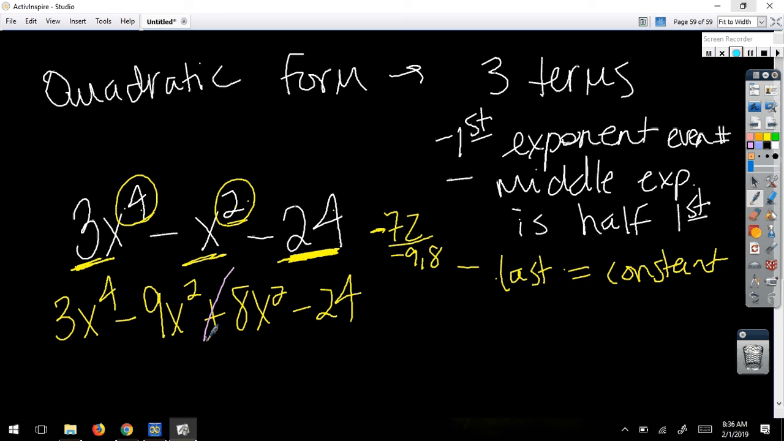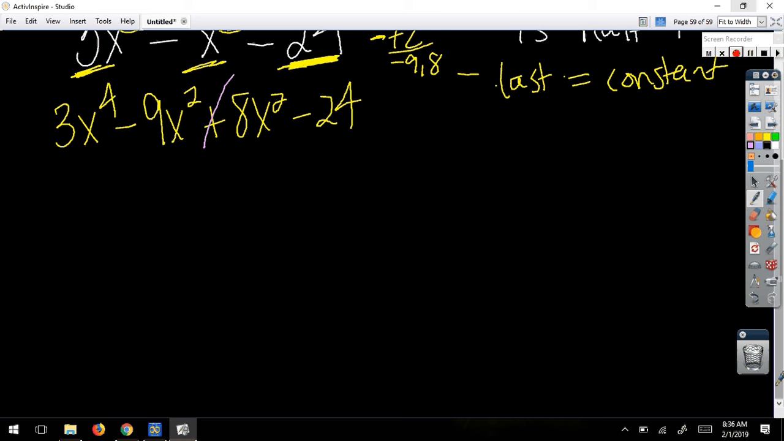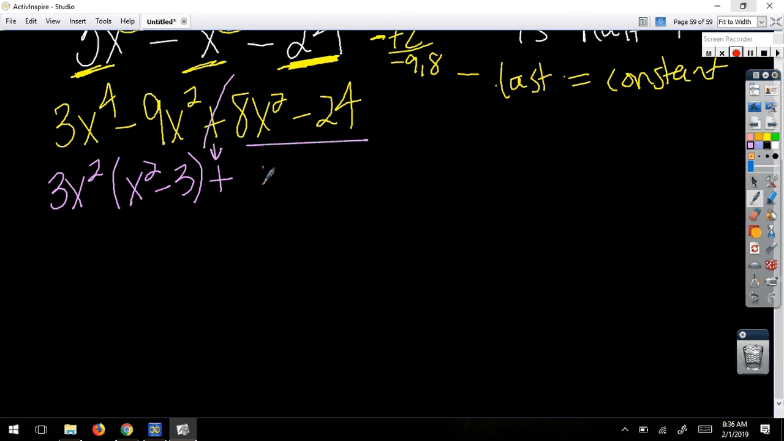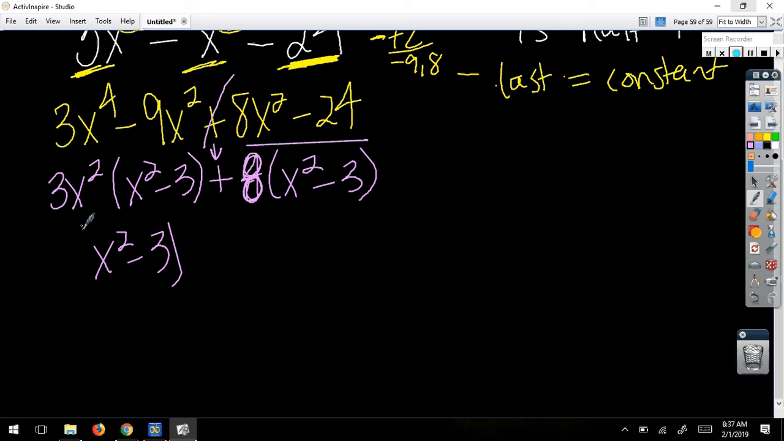What can you take out of the first two? 3x squared. What's left? X squared minus 3. Good job. Middle sign. What can you take? You can take 8 from that. What's left? X squared minus 3. So now it's x squared minus 3 times 3x squared plus 8. Does that make sense to you? It's nothing new. The only new thing are the exponents.